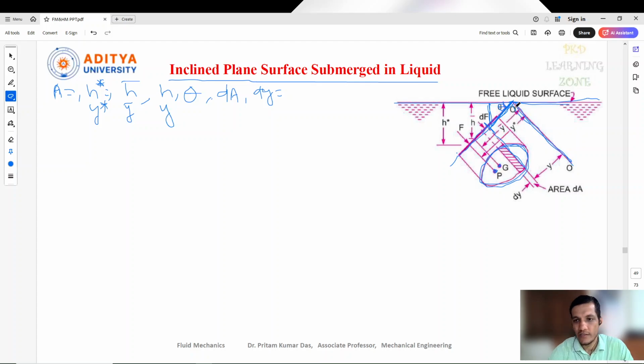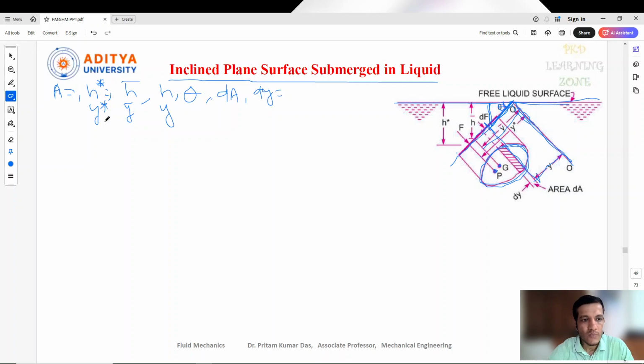These are the distance from this axis line OO to this strip, y, from the center point, from this axis line to this strip. Similarly, y bar is the distance from this line to the center of gravity, and similarly y star equals the distance from this OO line to the center of pressure.